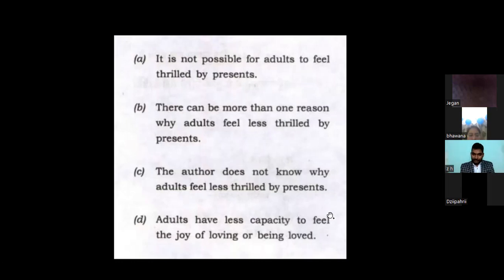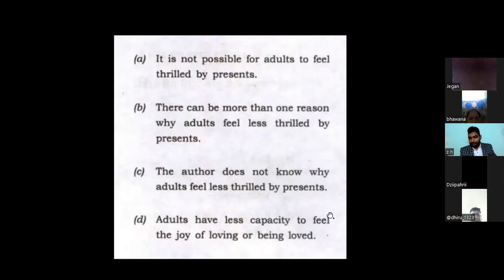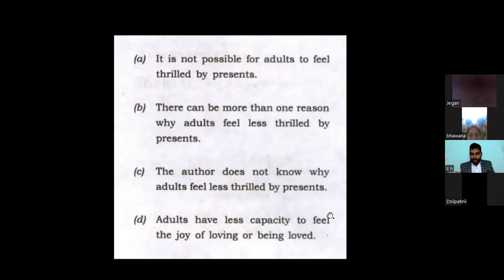Okay, Vaishali, tell me, among the 4 options, which one would you choose as the most plausible? You don't know the question, okay? Sir, I think option number 2, that is, there can be more than one reason why adults feel less thrilled by presents, because the first is it is not possible. So something like not possible is again not possible as an answer. Okay. Statement 1 says it is not possible for adults to feel thrilled by presents. You are saying that shouldn't be the case. That is possible.